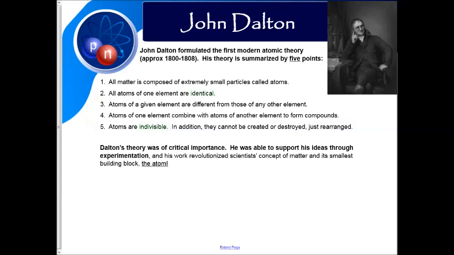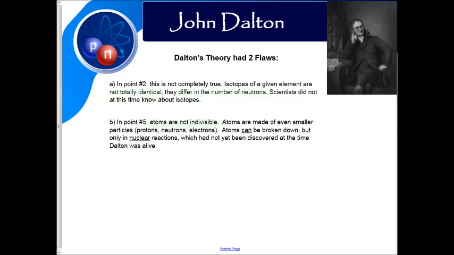Now, Dalton's theory was of critical importance because he was actually able to support these ideas through experimentation. And his work revolutionized scientists' concept of matter in its smallest building block, the atom. What he didn't know is point 2 and point 5 weren't quite correct. In point number 2, that's not totally true. There are isotopes of a given element that are not totally identical. They differ in the number of neutrons. Scientists couldn't know that at the time, but there were things called isotopes.